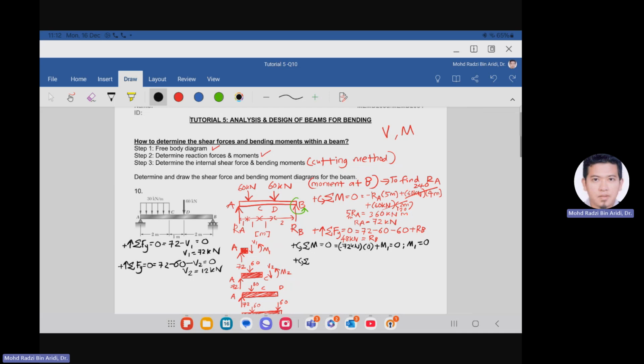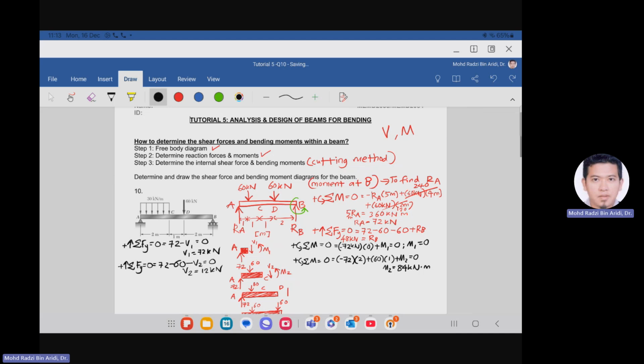So V2 will be equal to 12 kilonewton. And then for the summation of the moment, negative 72 times 2, where 2 is the distance from A to C, and then the 60 kilonewton with the distance 1, plus M2 equals 0. We can find the M2 value. So the value of M2 will be 84 kilonewton meter.